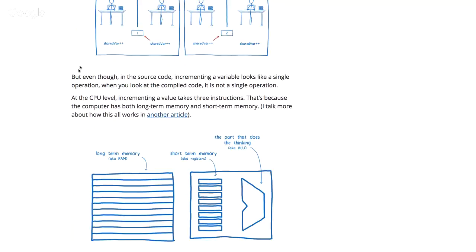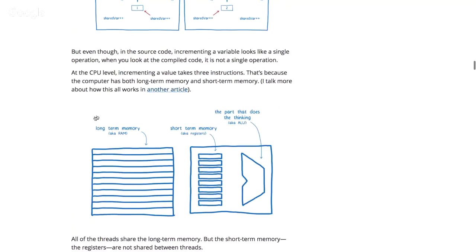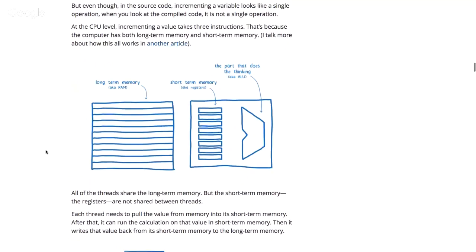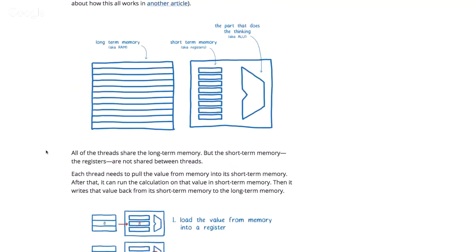At the CPU level, incrementing a value takes 3 instructions. That's because the computer has both long-term memory and short-term memory. There's another article where they talk about short-term and long-term memory. Long-term memory is typically referred to as RAM, and short-term memory is typically referred to as registers. And there is an ALU, an arithmetic logic unit.